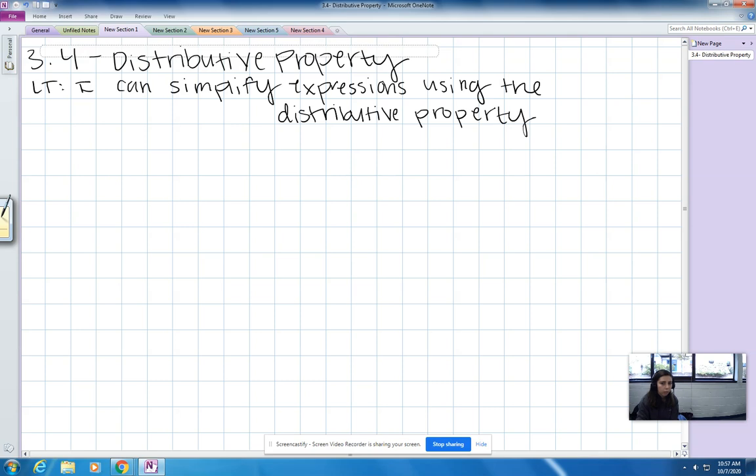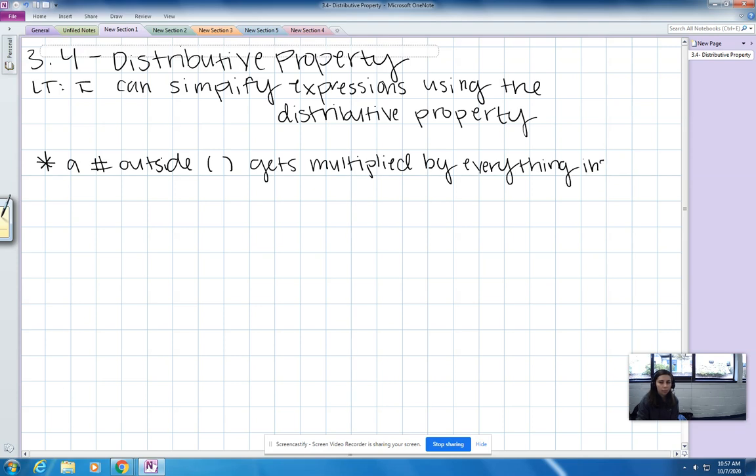So let's talk about what the distributive property is. Let's define it right here. It basically says a number outside parentheses gets multiplied by everything inside the parentheses.